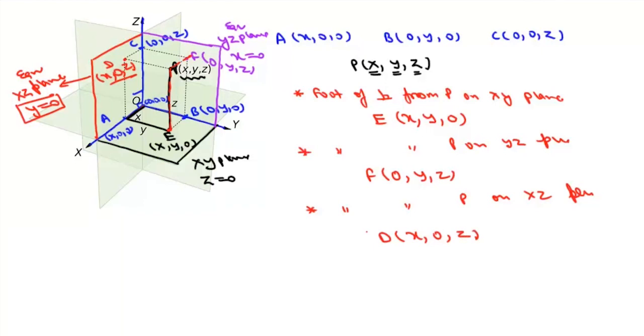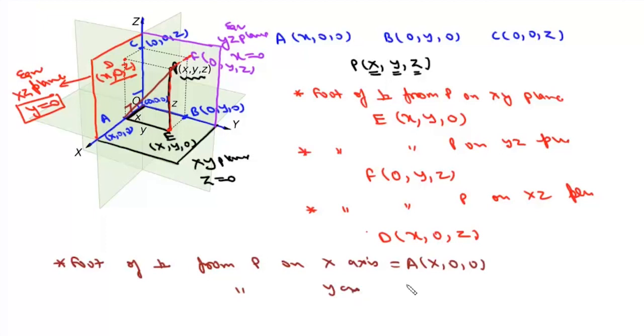Now it may also ask foot of perpendicular on the axis. So from this point P, if we drop a perpendicular on x-axis, it will be this point A. So foot of perpendicular from P on x-axis will be simply x, 0, 0, and will be this point A. In the same way, foot of perpendicular on y-axis will be this B, which is 0, y, 0, and on z-axis will be this point C, which is 0, 0, z.